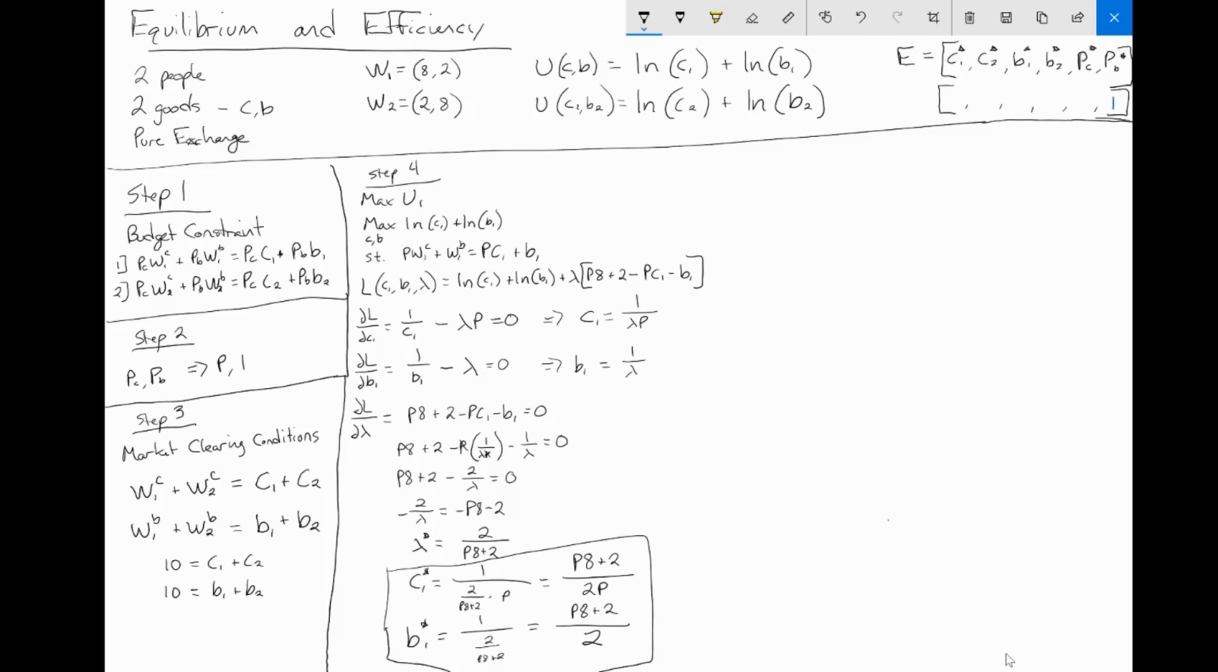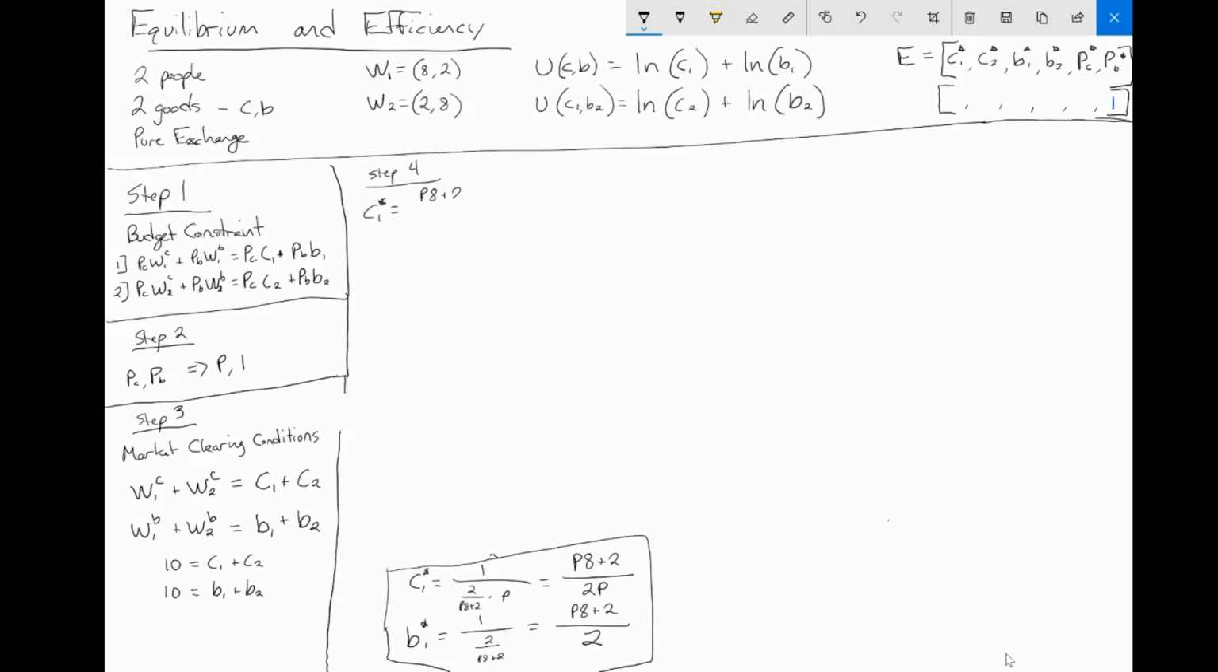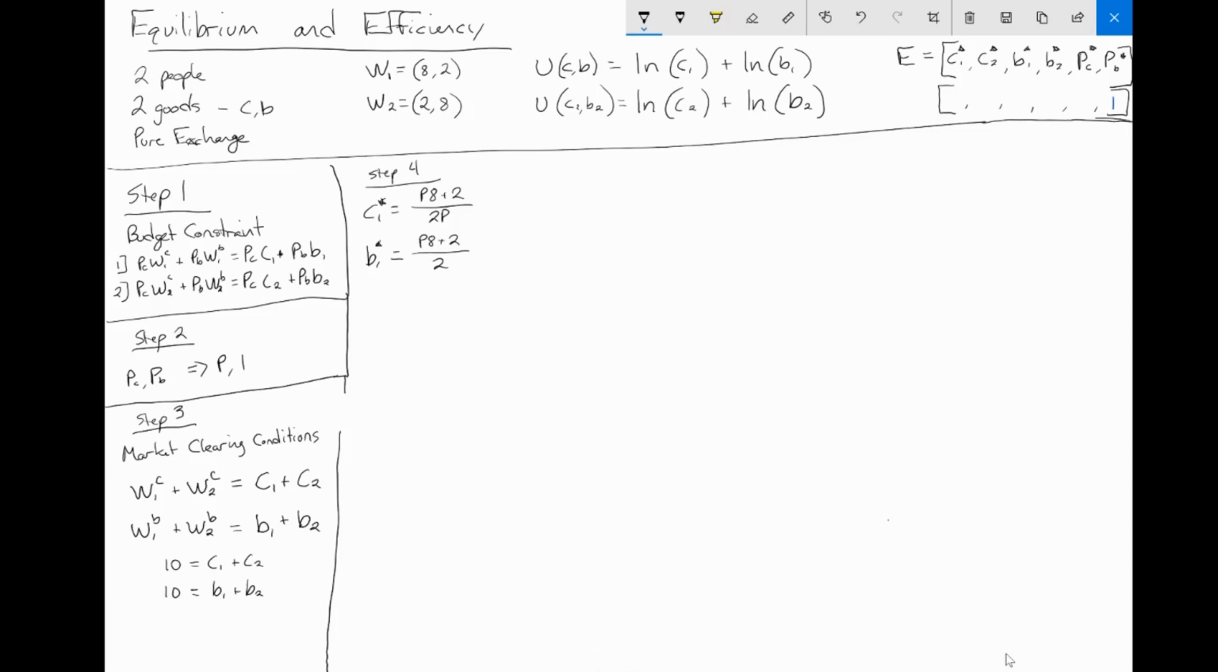Now, just to give myself some more space, I'm going to erase this and just write those intermediate answers. So I'm just going to write these intermediate answers here. C1 star, not the final version because we still have P in there. We need to get rid of P. We'll do that later. All right, B1 star plus 2 divided by 2. Okay, all right, so that's step 4.